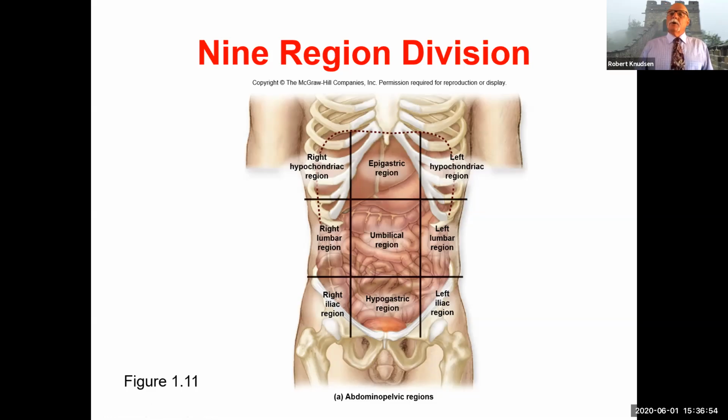Umbilical. You know your umbilical cord? Yes? And when your umbilical cord fell off, you ended up with a belly button. Okay? So that part right there in the center, umbilical region. Now, Latin for stomach is gastric. Another word for hyper means above, hypo means below. Epi means above too. Okay? So epigastric is above the stomach.